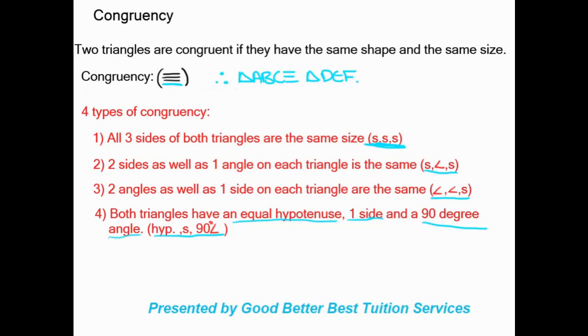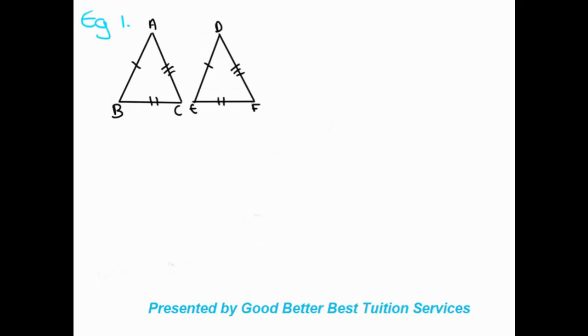Okay, now that we've covered that, we can move on to an example. So, looking at this example over here, let's see what we can do. Okay, so they give us the triangle ABC and triangle DEF. And then they give us these special lines over here, which is going to be very important information for us when we're busy with congruency. So how are we going to answer this now?